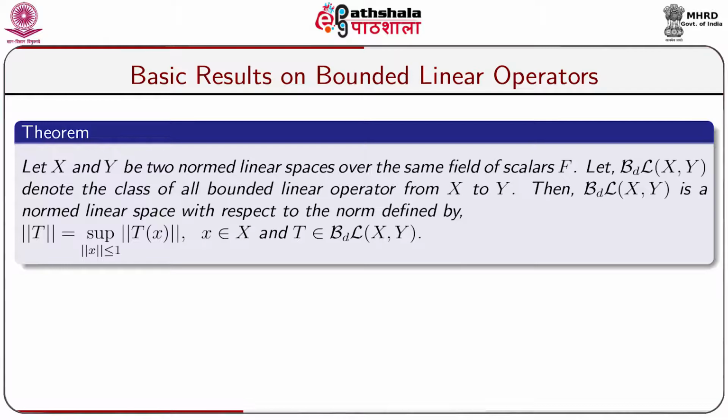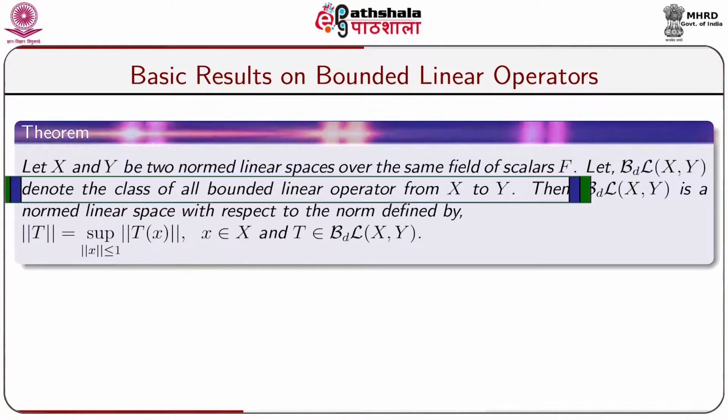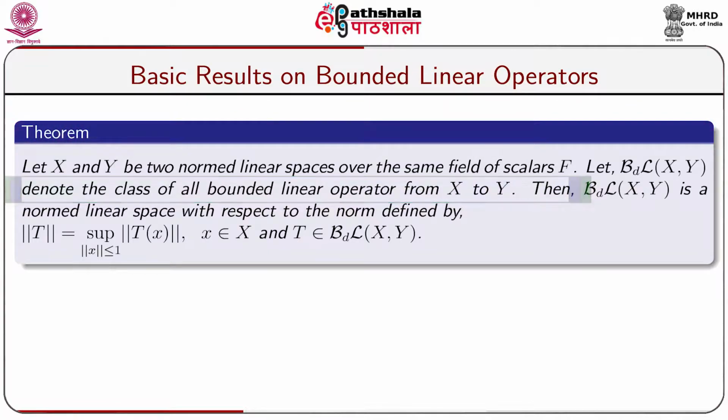Let us take a theorem. Let capital X and capital Y be two normed linear spaces over the same field of scalars capital F. Let BL(X,Y) denote the class of all bounded linear operators from capital X to capital Y. Then BL(X,Y) is a normed linear space with respect to the norm defined by norm of T equal to supremum of norm of Tx, where the supremum is taken over norm of x less than or equal to 1, x taken from capital X and T taken from BL(X,Y).